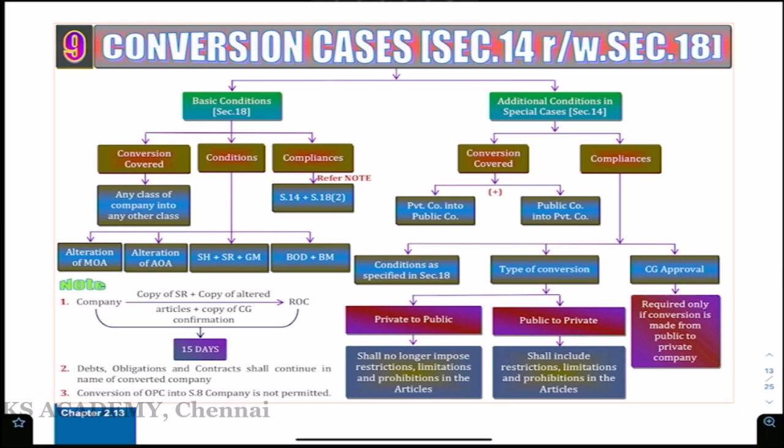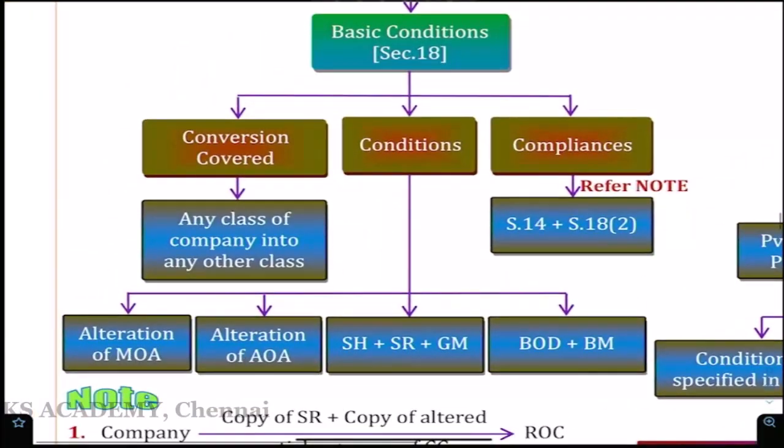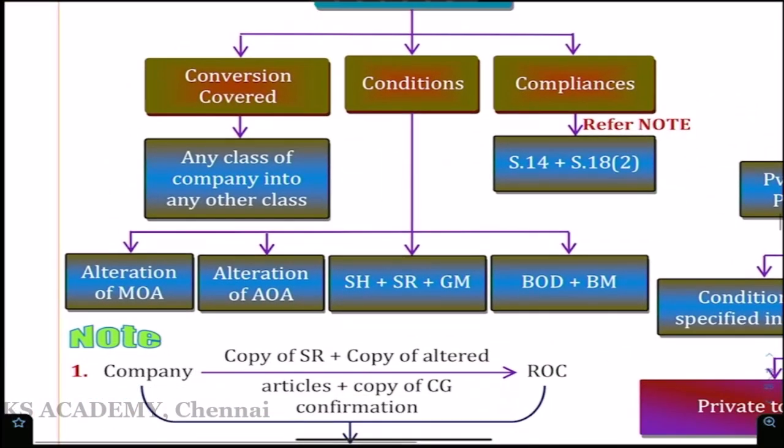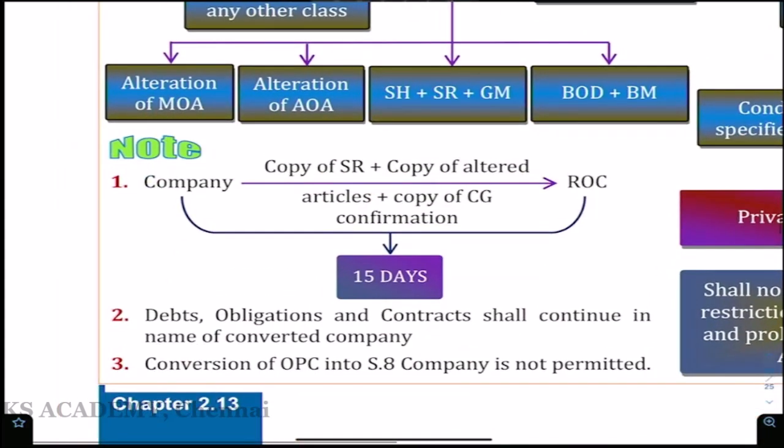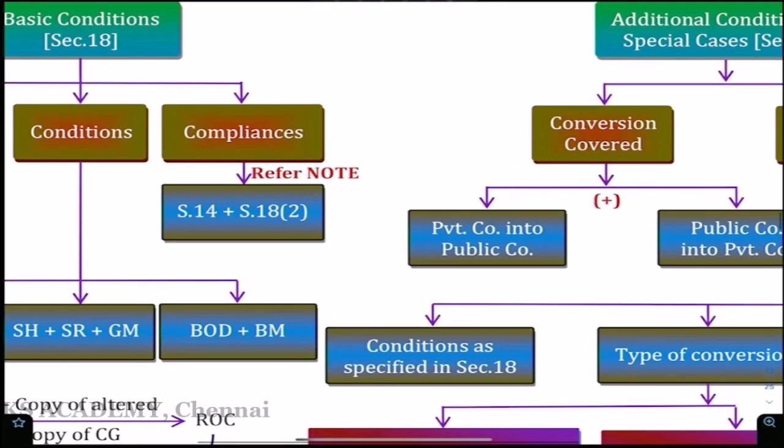Now let us read this chart also. Your questions now will be on this chart and previous one. Read basic conditions. First conversion. What conversion is covered? Any class of company into any other class. Conditions. First one, alteration of MOA, alteration of AOA, shareholders by passing a special resolution in a general meeting, board of directors in a board meeting. All are already discussed or not? Yes.